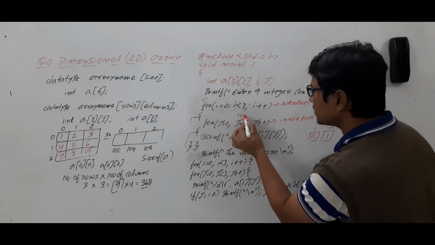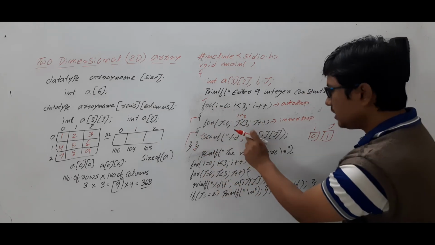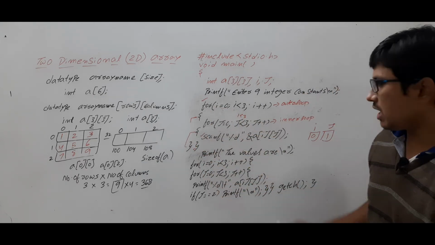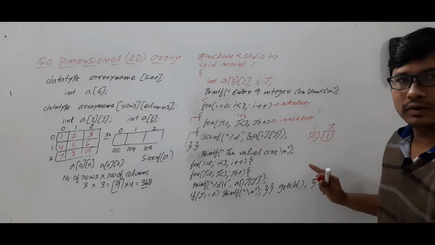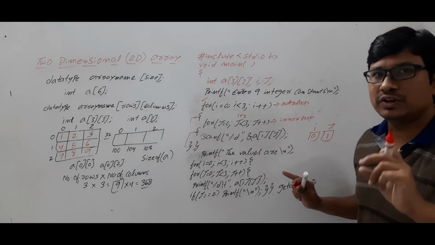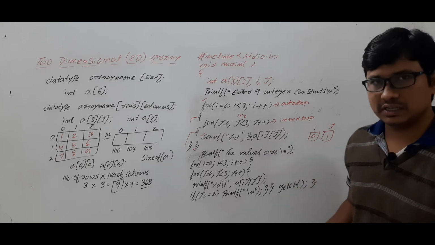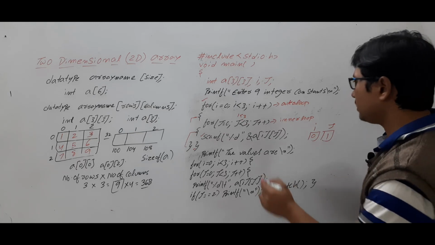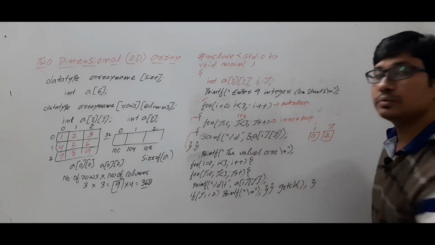Now look at the condition, 1 is less than 3, so this condition is true. So again you will read the next value and you will store it in the address location of a[0][1]. Meaning in the first row, second column, in that location you will store the second element. Then the j value will be incremented and updated to 2.